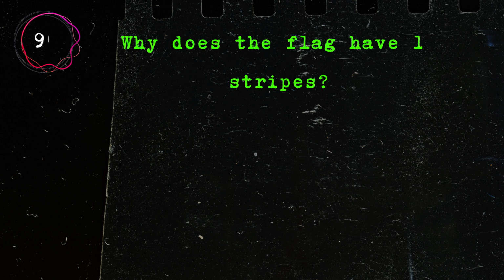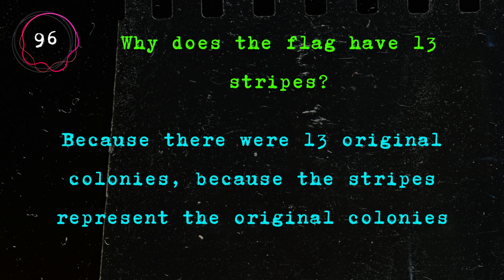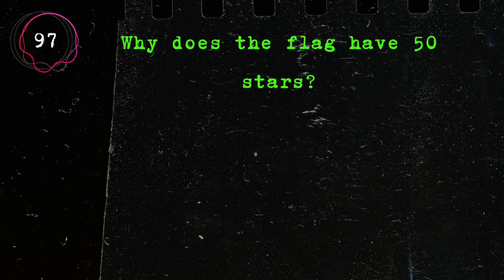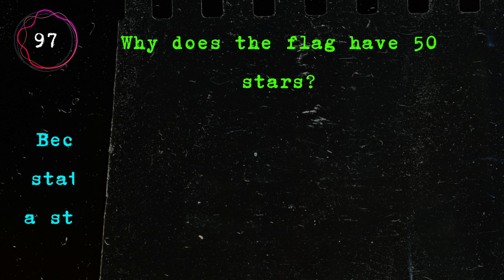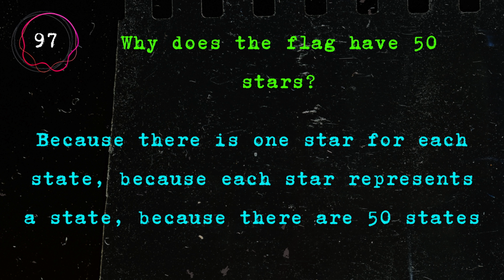Why does the flag have 13 stripes? Because there were 13 original colonies, because the stripes represent the original colonies. Why does the flag have 50 stars? Because there is 1 star for each state, because each star represents a state, because there are 50 states.